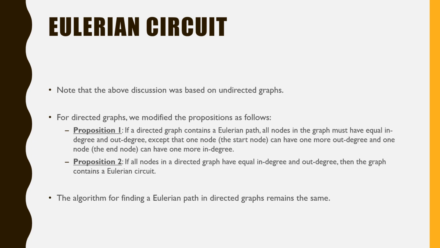The algorithm for finding a Eulerian circuit in a directed graph is essentially the same as in the undirected case. The only difference is that during traversal, we must respect the direction of each edge. This concludes our discussion of the Eulerian path and Eulerian circuit problems, both in undirected and directed graphs.